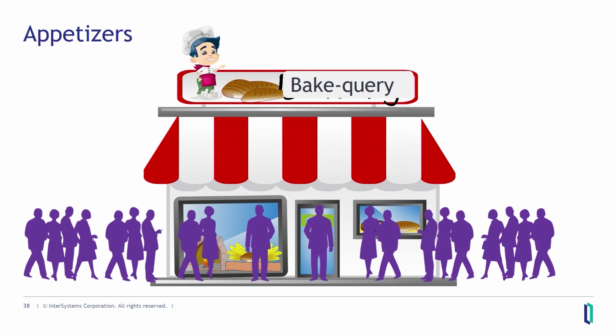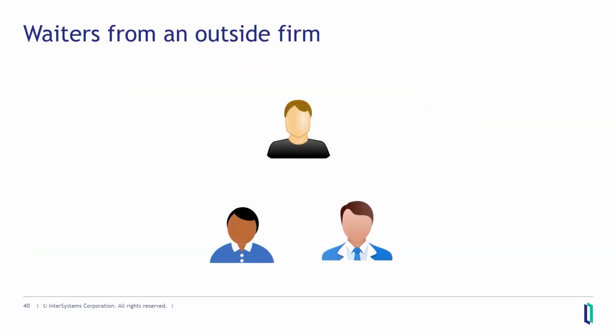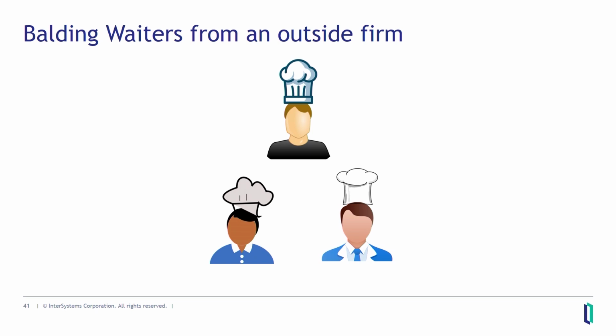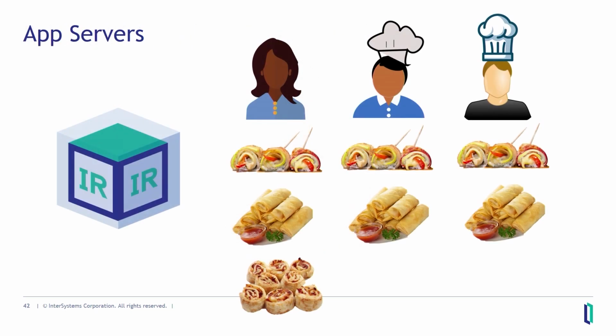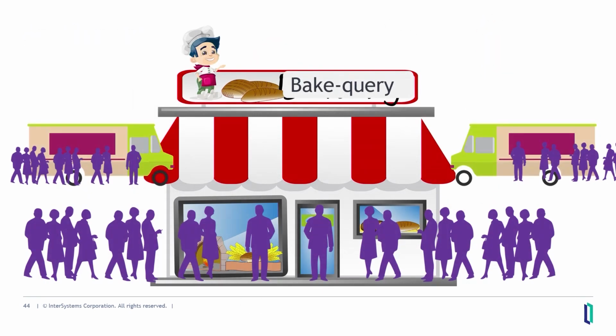And the consulting firm says, hey, you should start serving appetizers to your customers. So you spin up some app servers. And the consulting firm says, hire an outside firm of waiters to staff the app servers. They'll have to wear different hats, so you have new instances and new roles that you have to assign, meaning you need to do this again, and then you're successful.